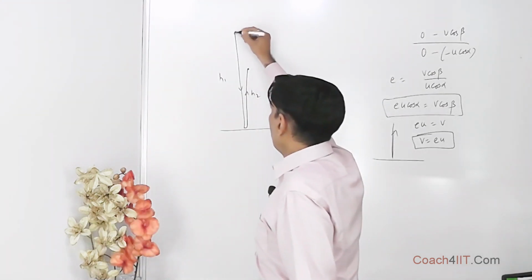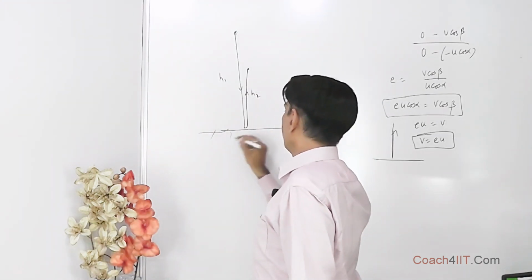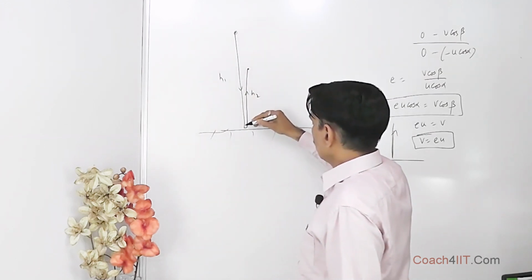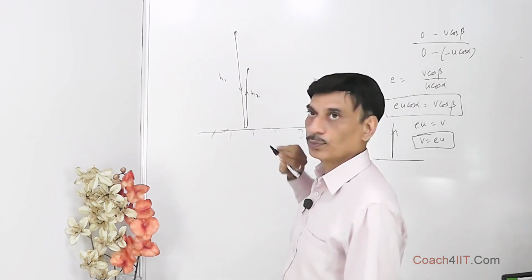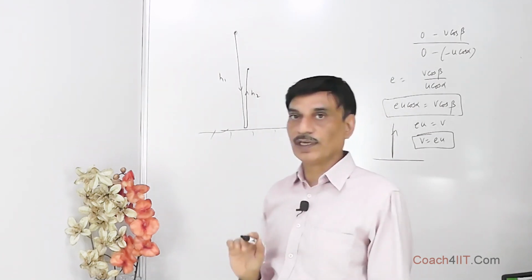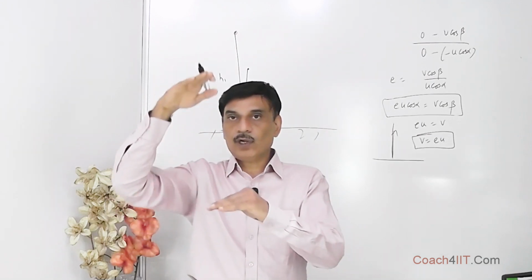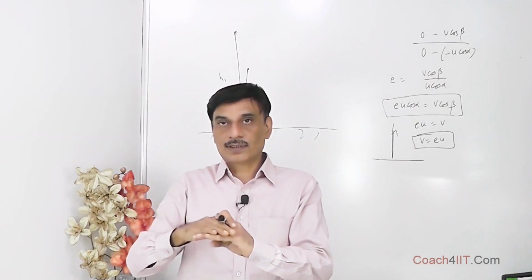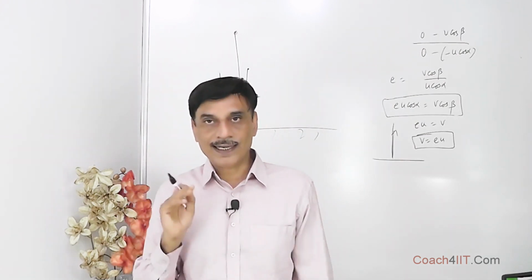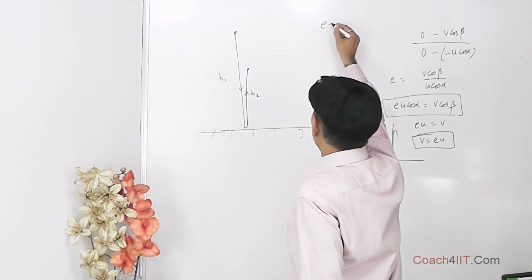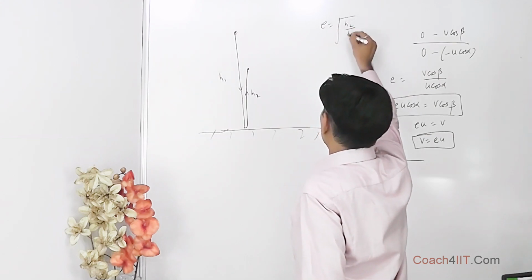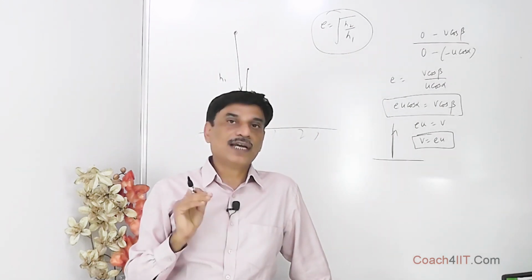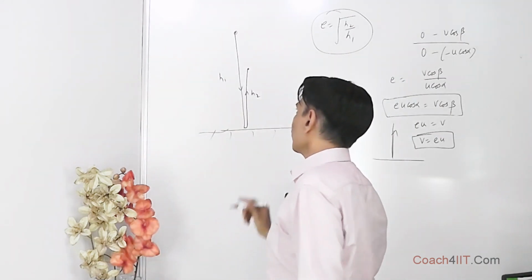Let's say a body has been dropped from some height onto the floor. This strikes the floor and rebounds to a height h2. Initially it has been dropped from a height h1. It falls on this massive earth or massive body, rebounds to a height h2, and our intention is to derive the formula E is equal to the square root of h2 by h1. This is another important formula. We have to derive it. Let's see how we get it.